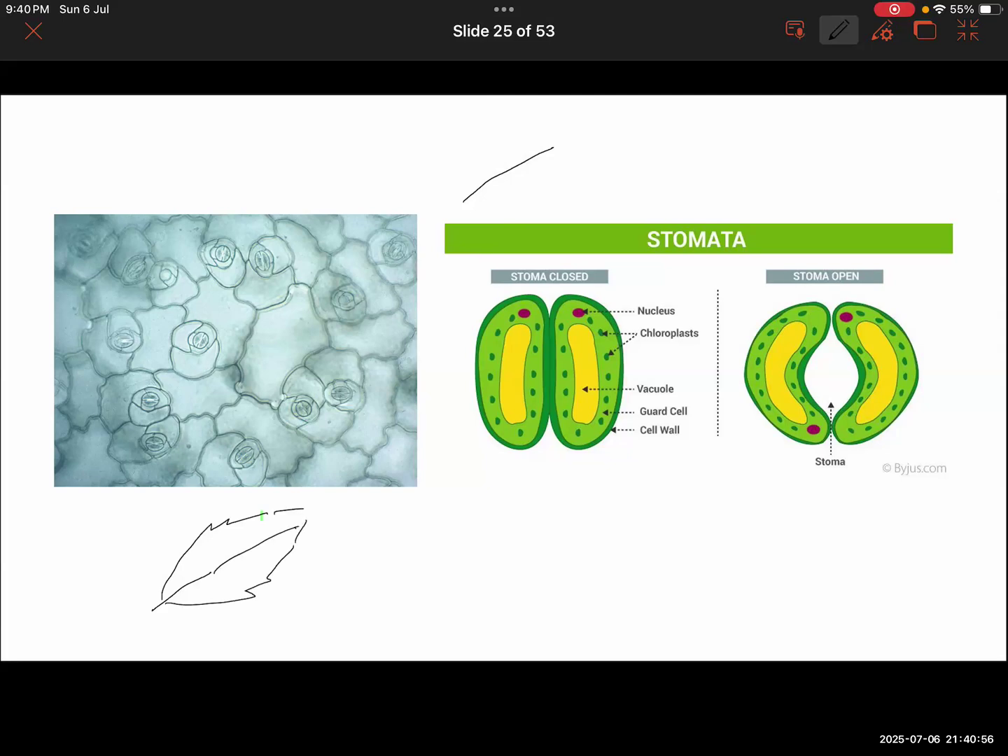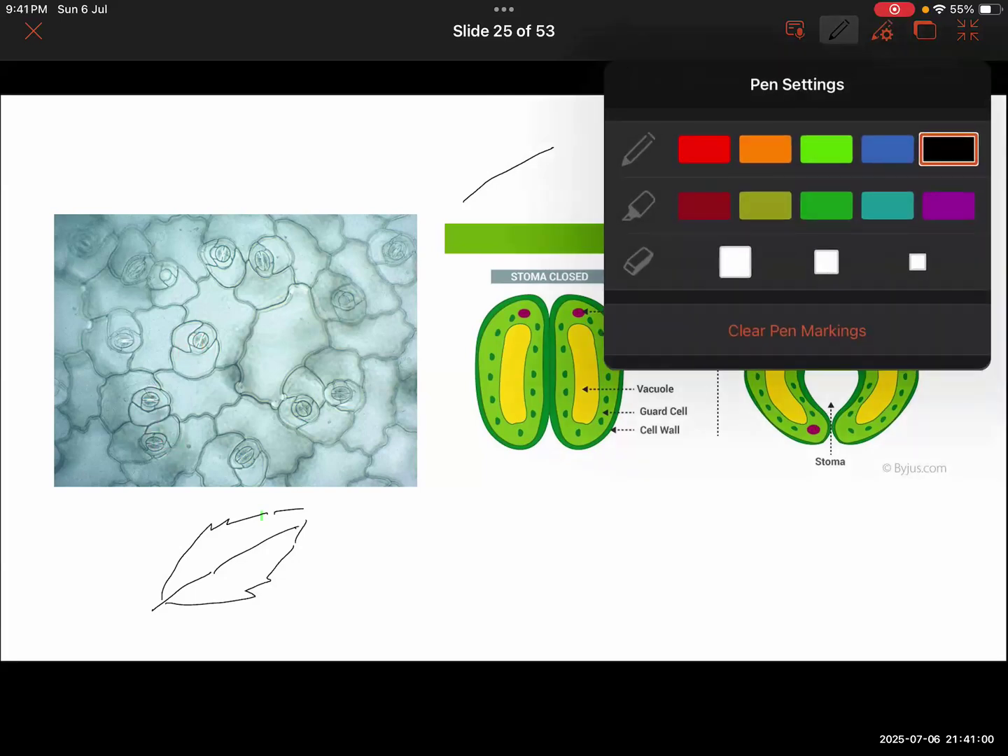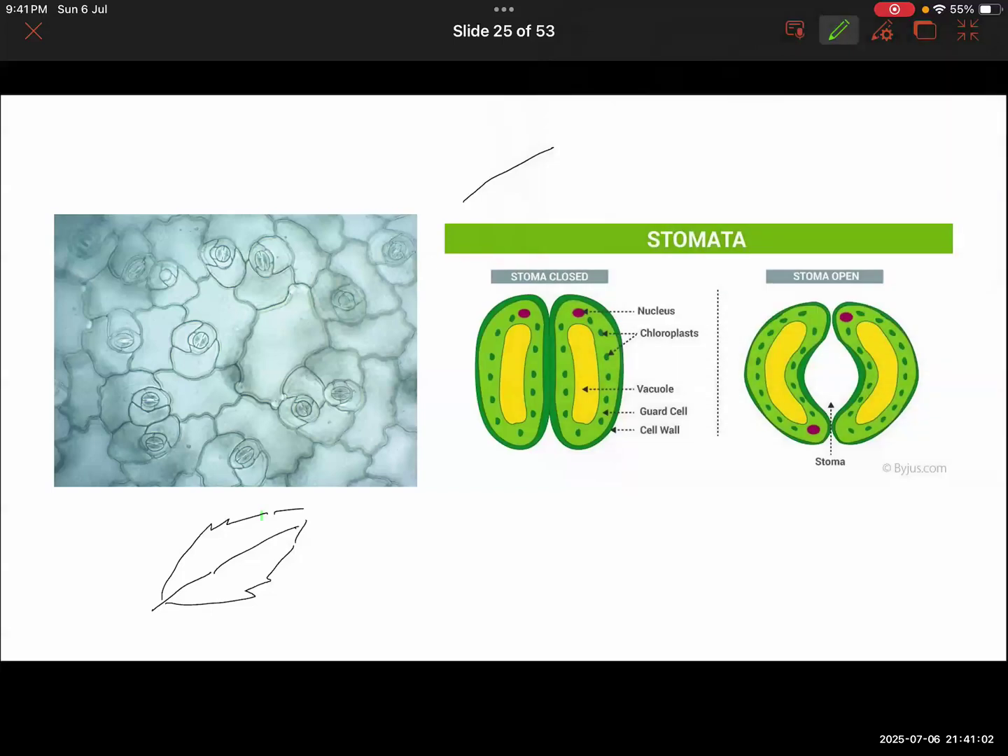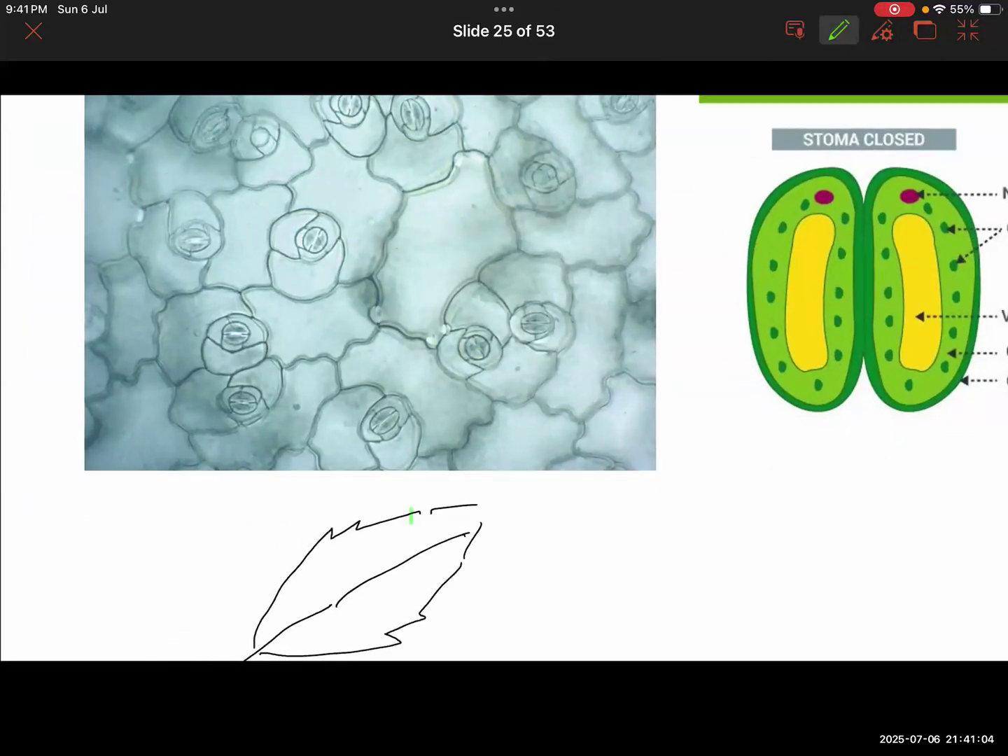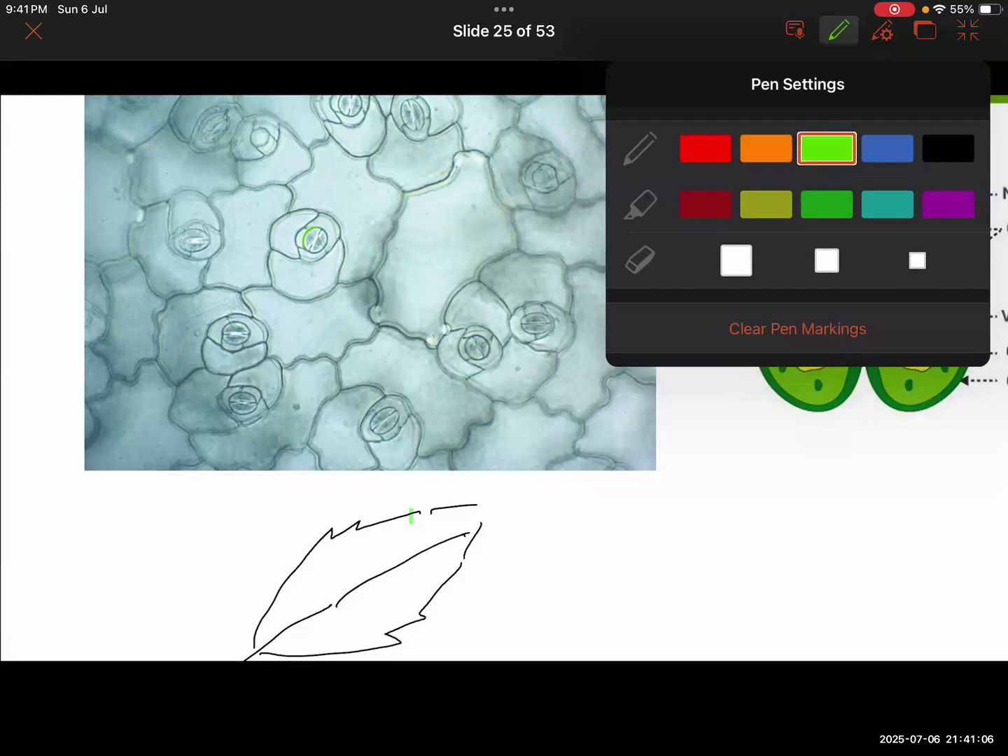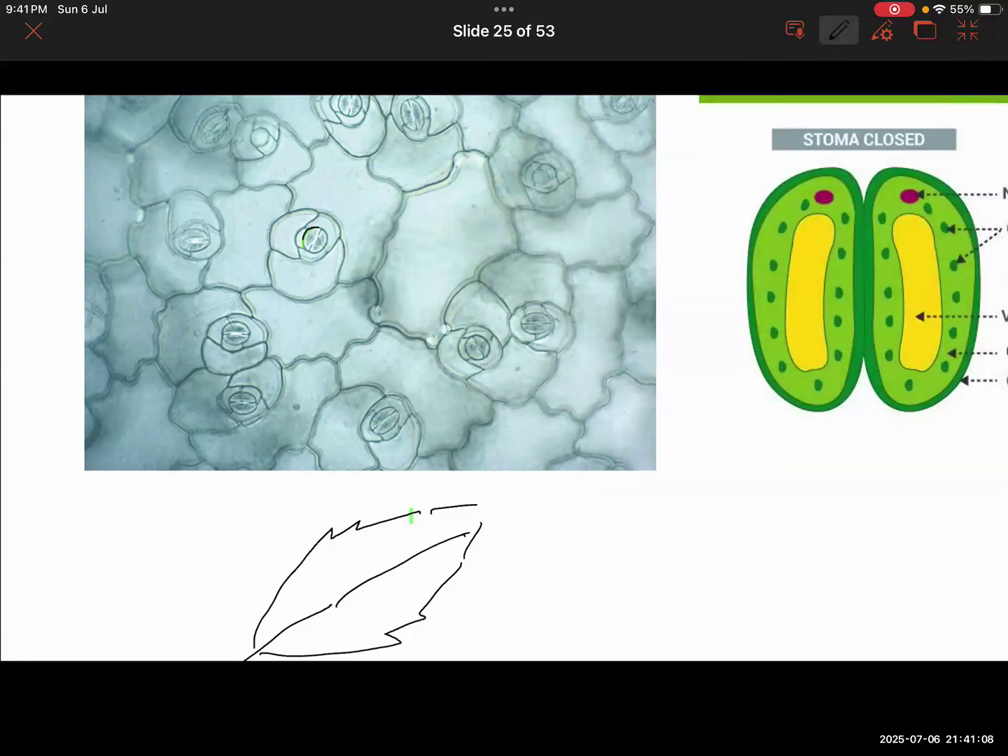And these tiny pores look like this, as you can see over here, right? Yeah, those pores are stomata. These are the stomata, the ones which I am going to highlight.